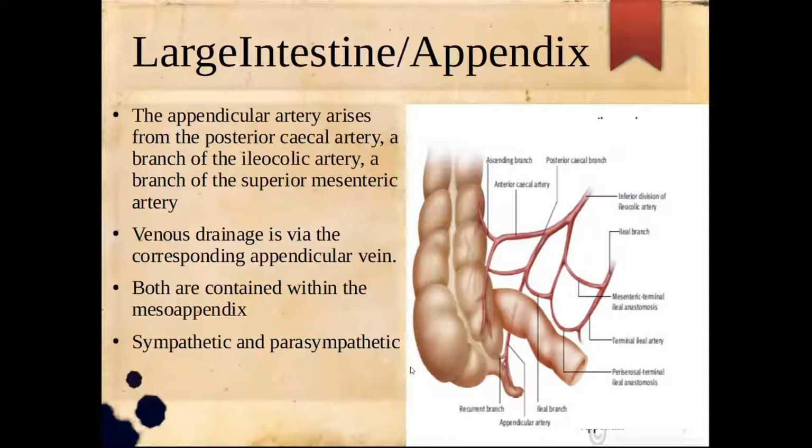The appendix is supplied by sympathetic and parasympathetic fibers, which come from the ileocolic branch, and this branch comes from the superior mesenteric plexus. Also, the afferent limb of the sympathetic comes from T10. This is why a patient with acute appendicitis presents with pain starting around the umbilicus, and one hour after that it shifts to the right iliac fossa. This is because the afferent fibers come from the spinal cord at T10 and go to the appendix.